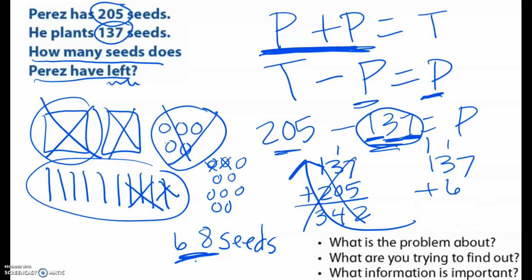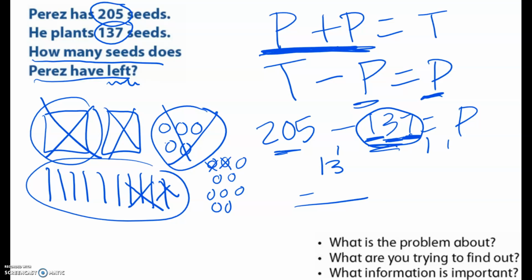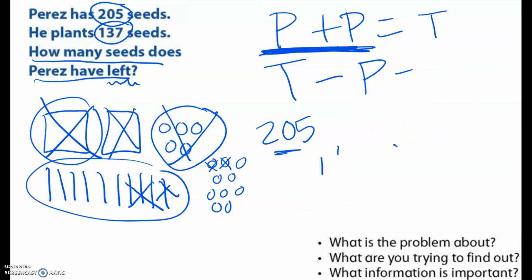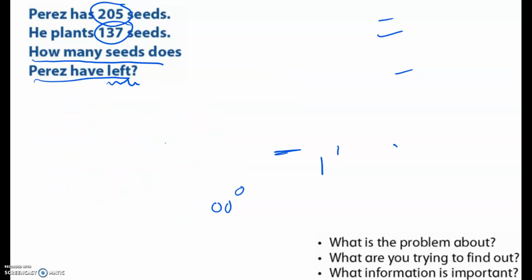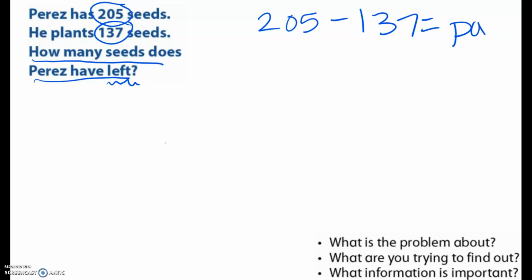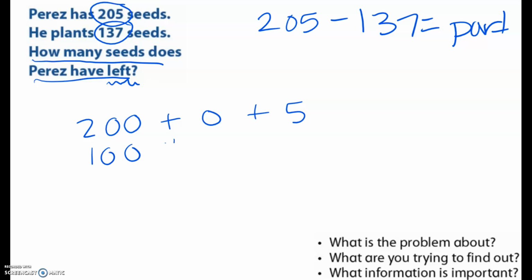Okay, let's check another way in case you tried it another way. So let me erase all of this. So we're still doing that same subtraction problem where we start with our whole of 205 and I take away one of my parts, which is 137, and I'm trying to figure out my other part. So I can take the number 205 apart into how many hundreds, how many tens, and how many ones I have. And then do the same thing with my part that I'm taking away and subtract it.